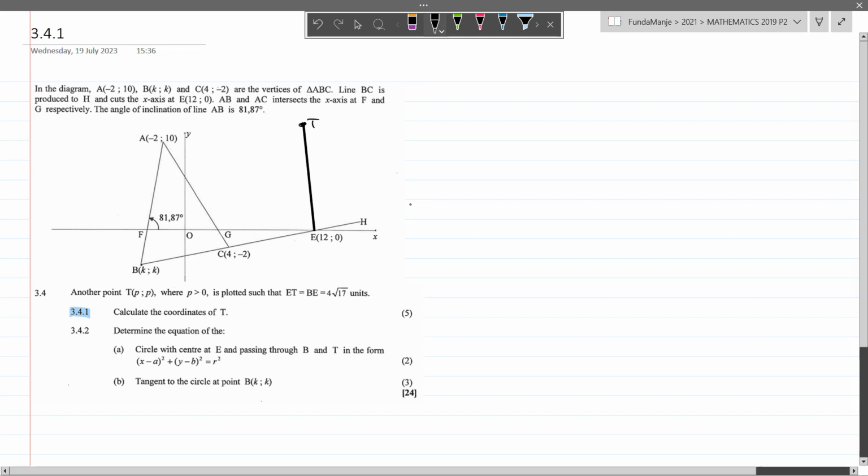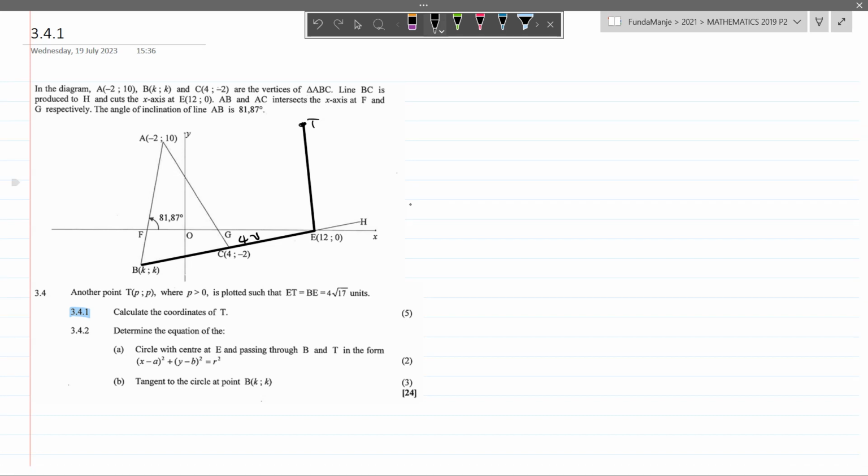Now B to E is given as 4 root 17. This is also 4 root 17. So using the information given, our task 3.4.1 is to calculate the coordinates of T. So how do we calculate the coordinates of T? Luckily for us, both of these coordinates have the same value, which means find the coordinates of one, find the coordinates of the other. But how do we do this?